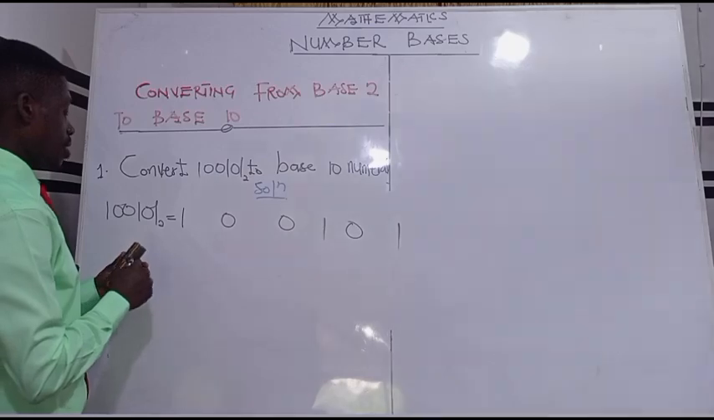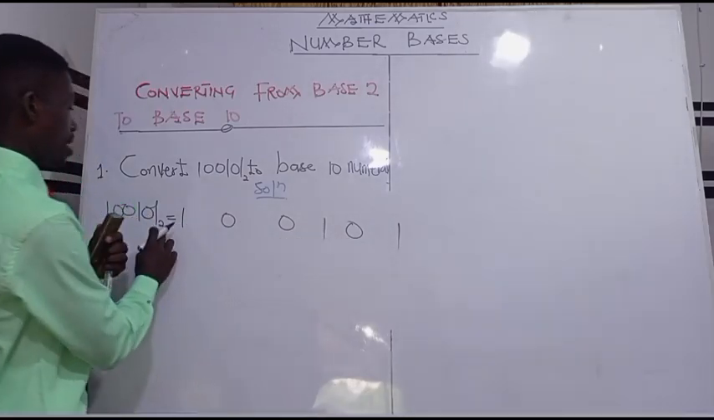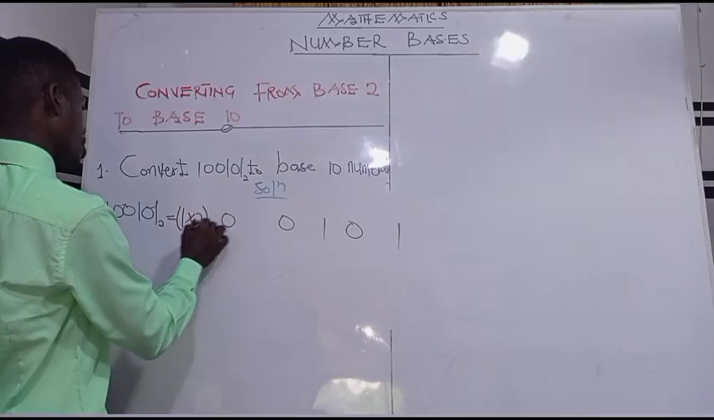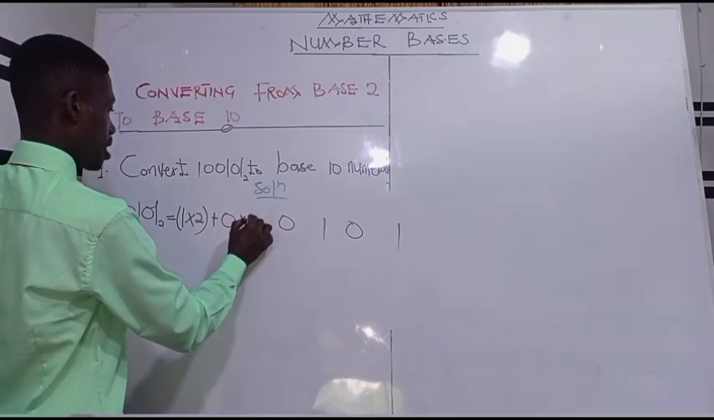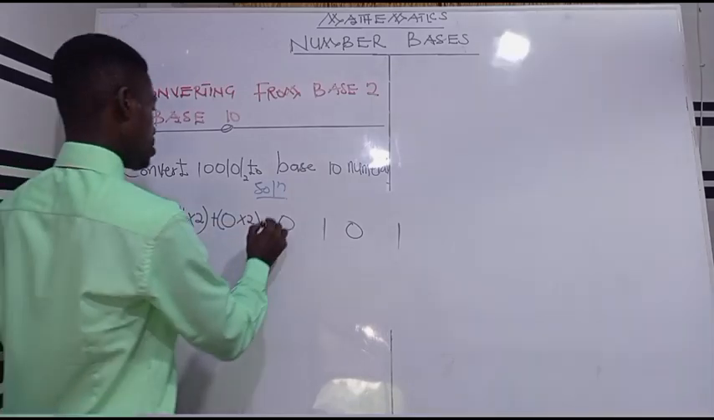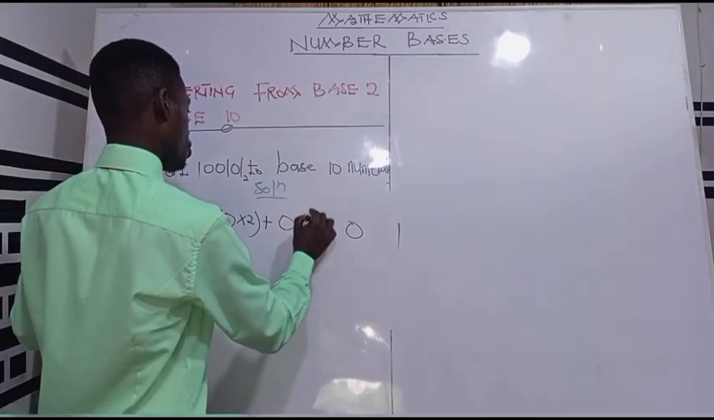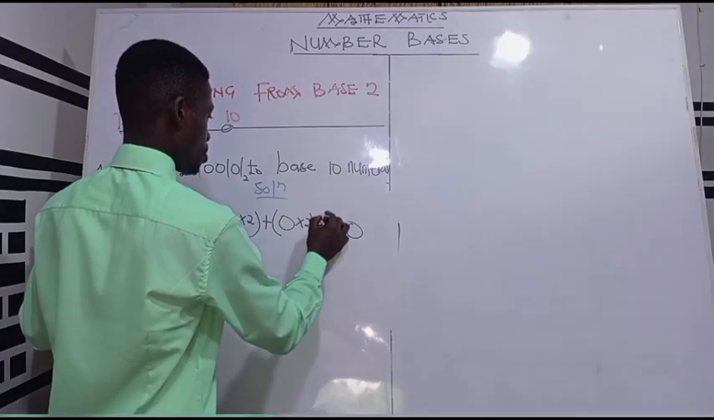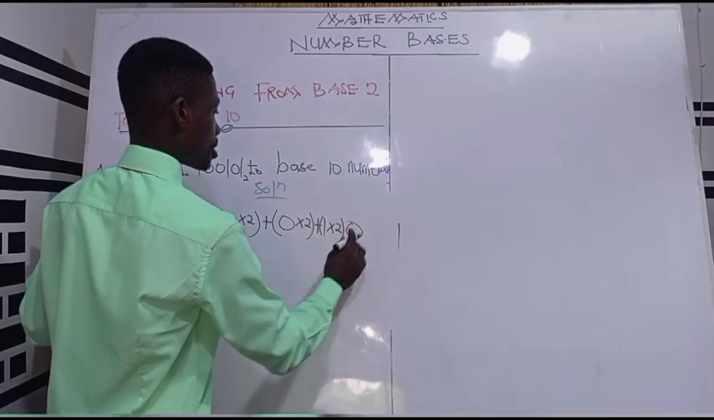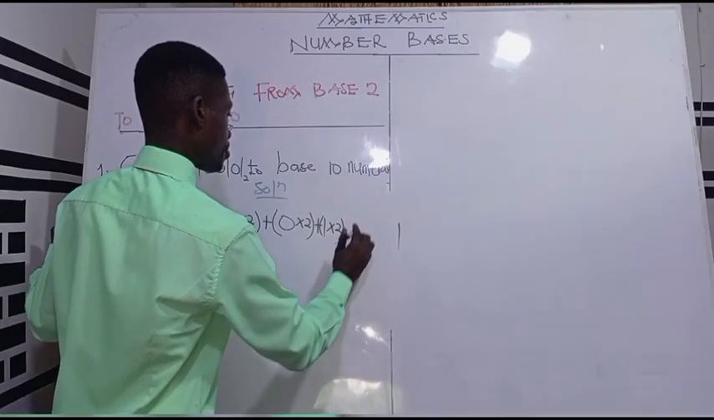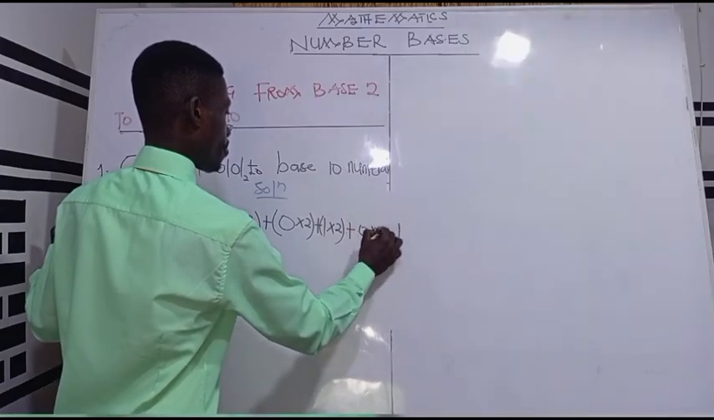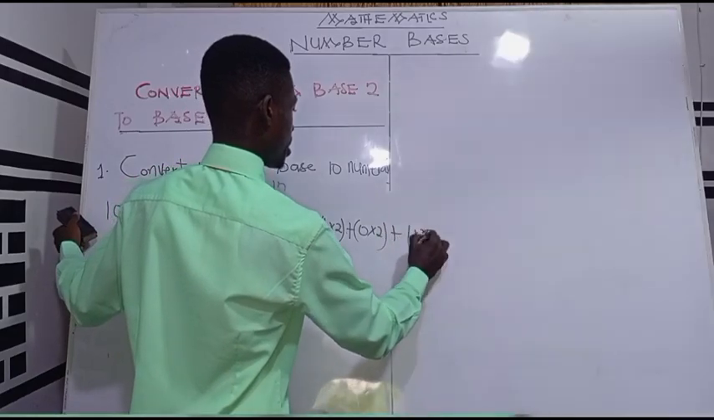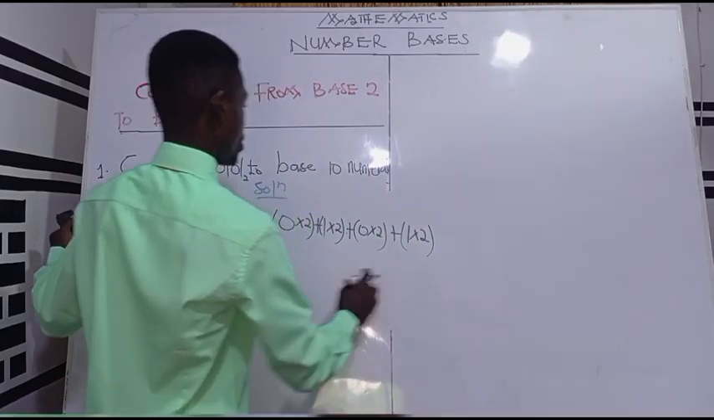So the next thing is we are going to multiply each of these numbers by the base, which is 2. So multiply here by 2. We sum them. Multiply here by 2. We sum them. Multiply here by 2. We sum them. Multiply here by 2. We sum them. And then multiply the last one by 2, and then we sum them.